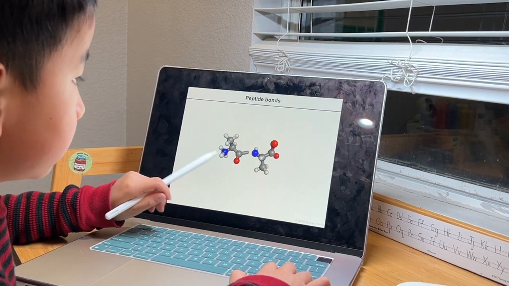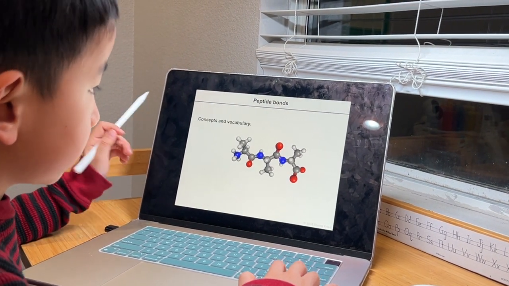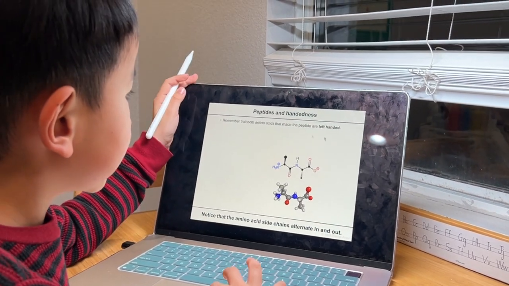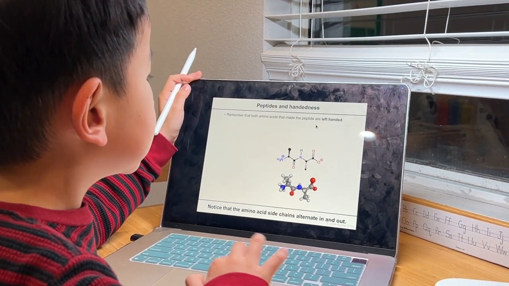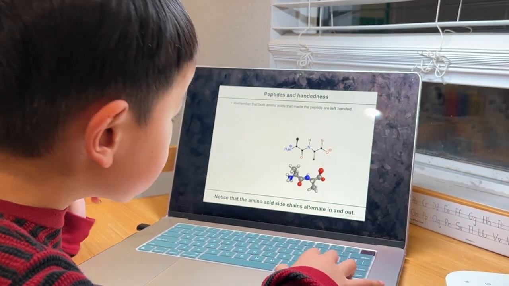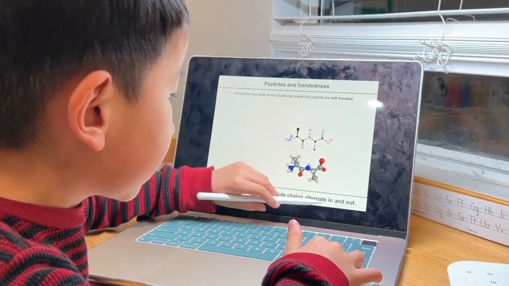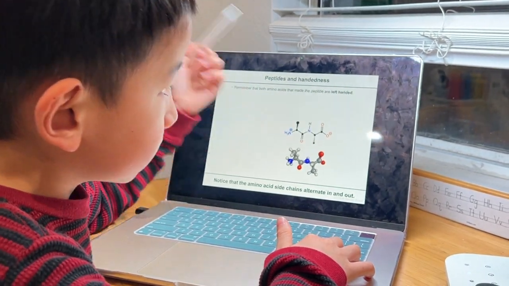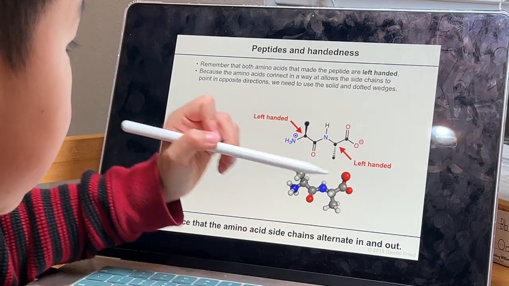You can see it pops off, and then that's it. Okay, so I'm just gonna skip all this stuff. And then this. Remember that both amino acids that make the peptides are left-handed. This is the important thing I want you to remember. Notice that the side chains go in and out, right? Left-handed, left-handed.